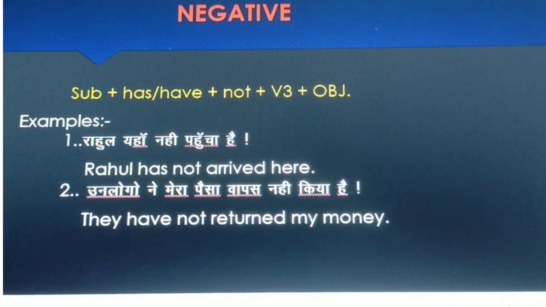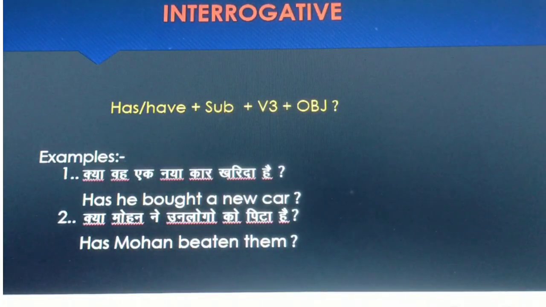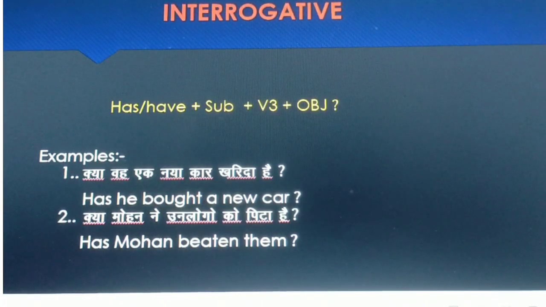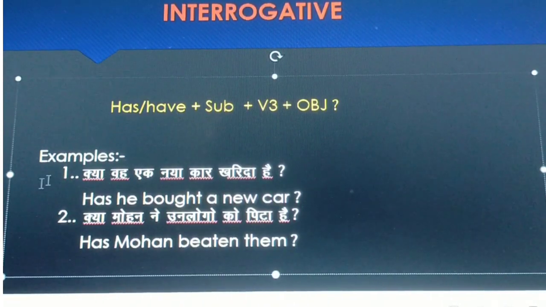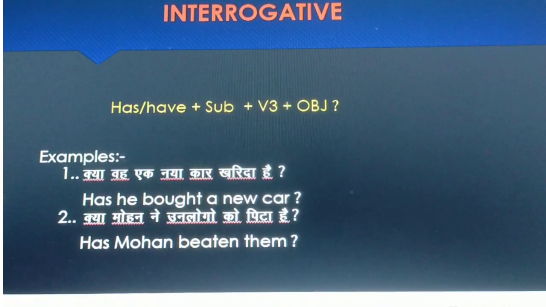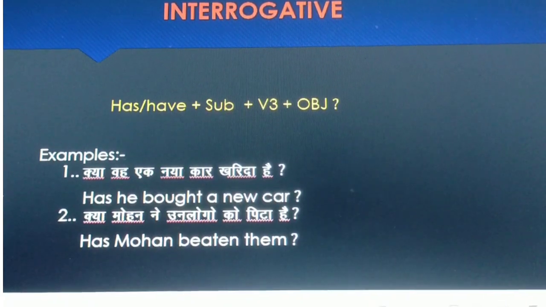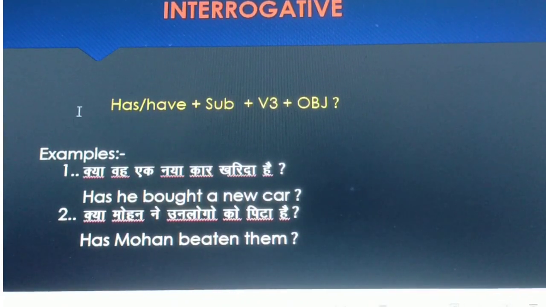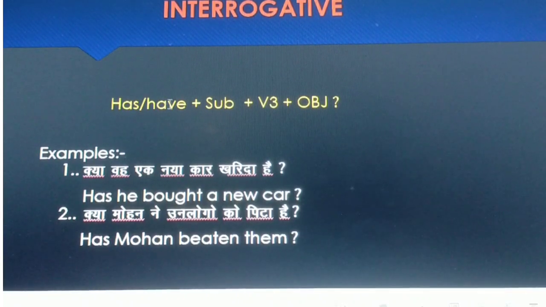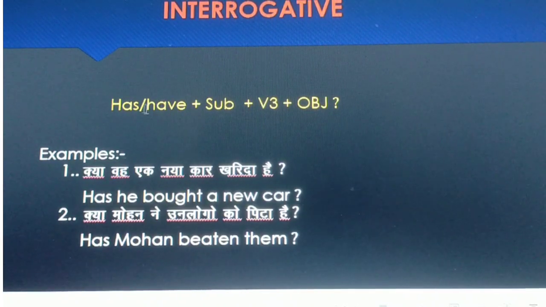So now if the sentence is interrogative, that means अगर प्रश्न पूछने के लिए यूज़ किया जाता है, क्या का प्रयोग सेंटेंस के शुरुआत में कर दिया जाता है, then this type of sentence is known as interrogative sentence. If the sentence is interrogative, then what you have to do is to use the auxiliary verb before the subject. Subject से पहले आपको auxiliary verb का use कर देना है.